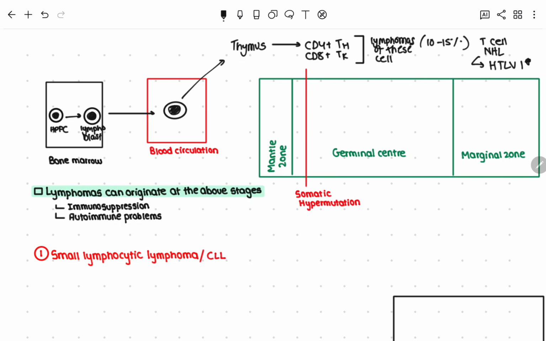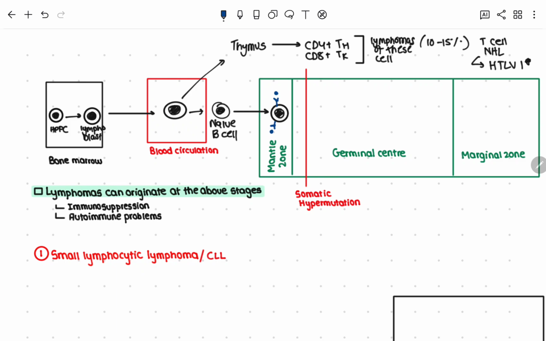Once in the blood circulation, this lymphoblast will further mature into what we call a naive B cell. And now this naive B cell will enter the lymph node. First zone it enters of the lymph node is what we call the mantle zone. And from immunology, if you remember, at the level of the mantle zone is where these naive B cells are first exposed to antigens. So they do have receptors present and they're going to be exposed to antigens, right?